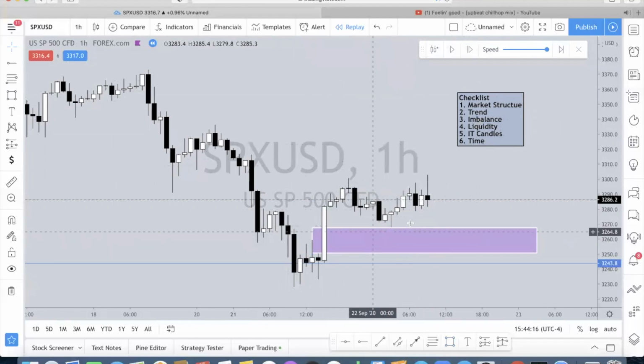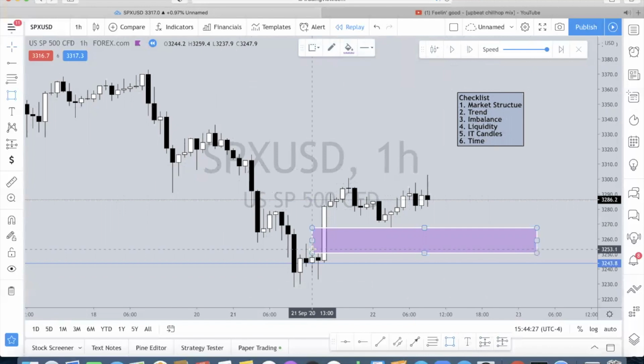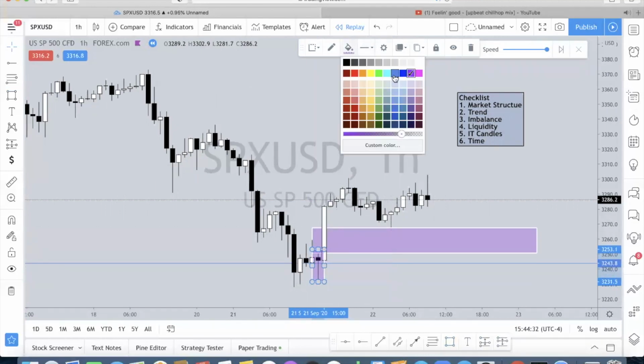So here's an imbalance, right? Look for liquidity. Well, I know there's only one wick here, but there probably is some London liquidity hanging out under here, right? Institutional candles, we do have this last down move. So if the market were to push down into this area, this is what we want to look for.